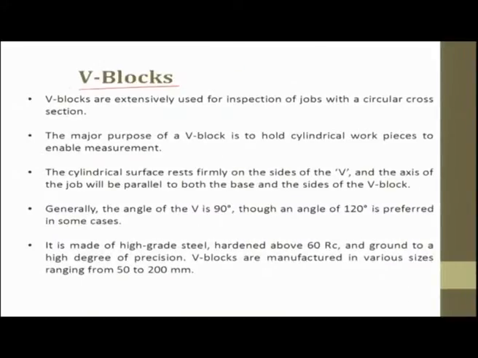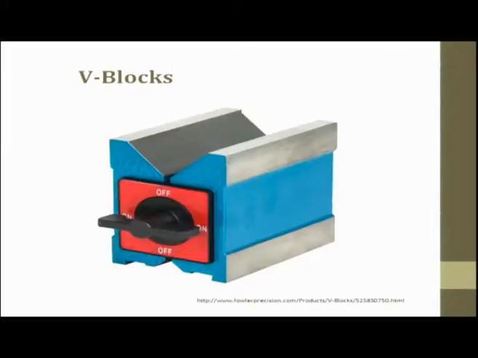Next is the V block. Let me first show the V block. This is a V block. In this V block, we always try to put a cylindrical piece. A cylindrical piece is put, and then if you want to measure the height of it, you can start measuring it. If it is a magnetic material, all you have to do is put a flat plate and then rotate the knob and magnetize it such that this V block gets firmly fastened to the surface plate. It is because of the magnet present. Okay.